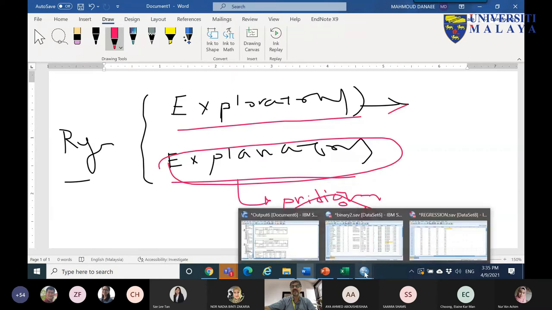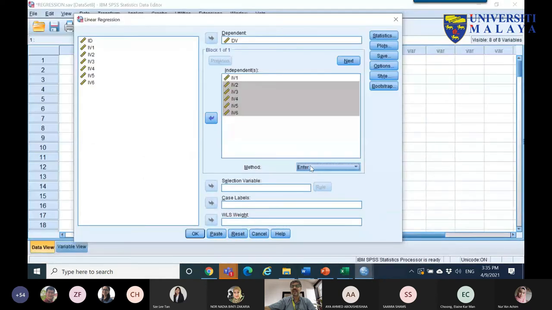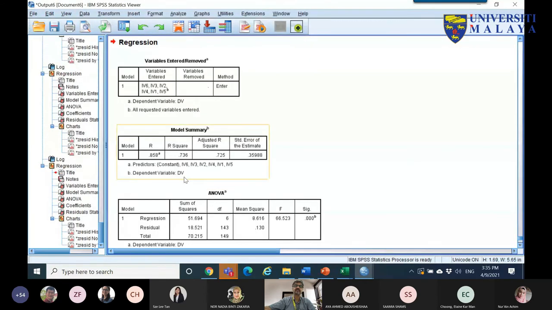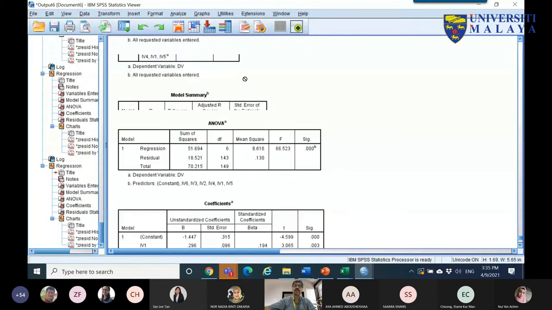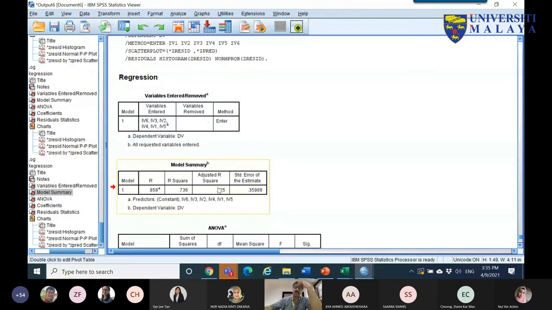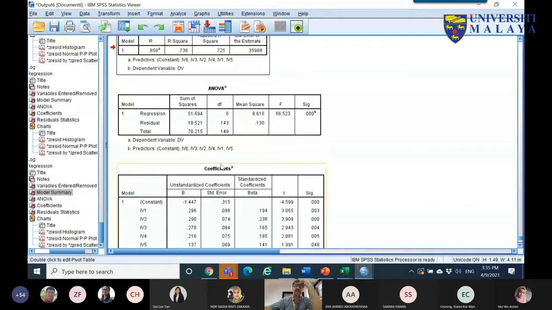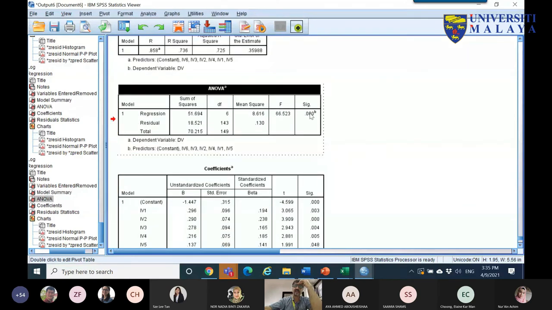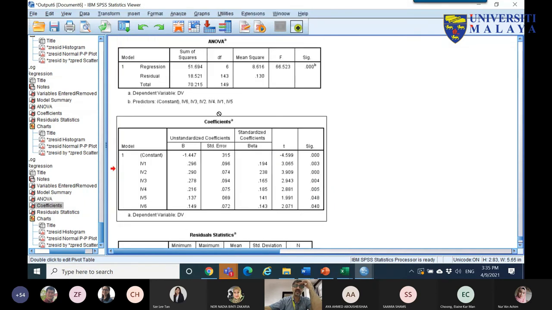So in this case, we can use enter when you have an exploratory approach. It means you want to explore. Look at here, I just explore it. And then I go to this enter model. The R square is 72.5%. The model is significant, fine. Good, it is not due to chance. Followed by that, this is the table that we need to discuss.